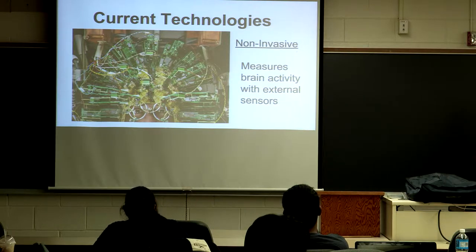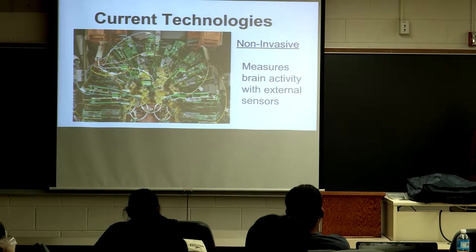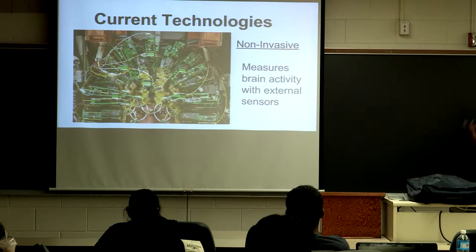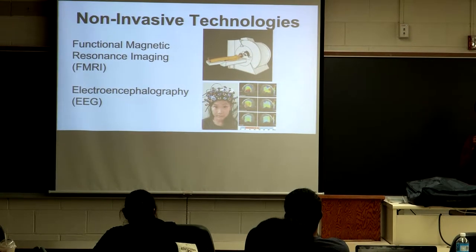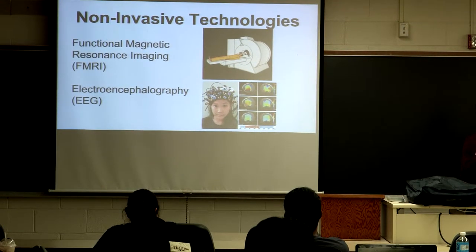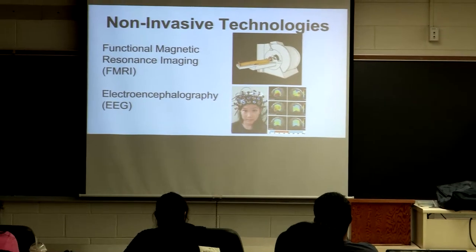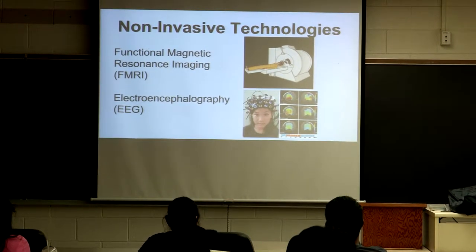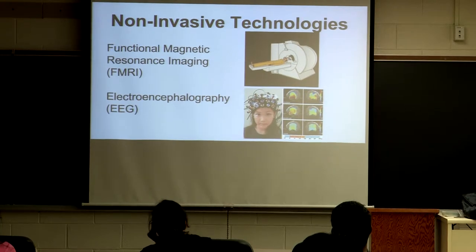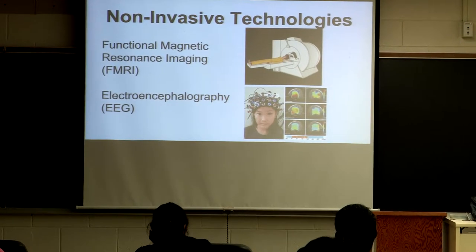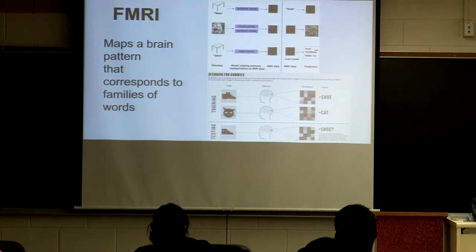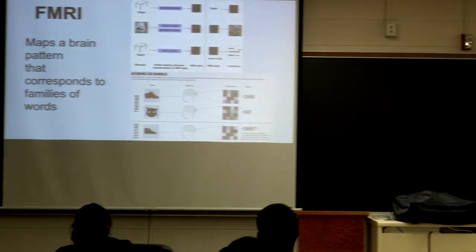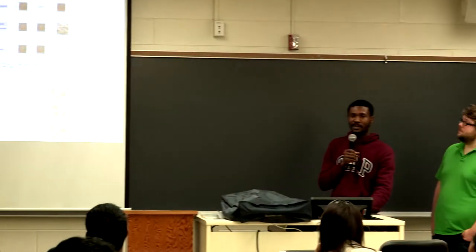You can see that picture there having several electronics on the scalp of that particular person. So basically, we'll just talk about two widely used non-invasive current technologies. That's the functional magnetic resonance imaging, the fMRI, and the EEG, the electroencephalography. The fMRI actually maps a brain pattern that corresponds to families of words.